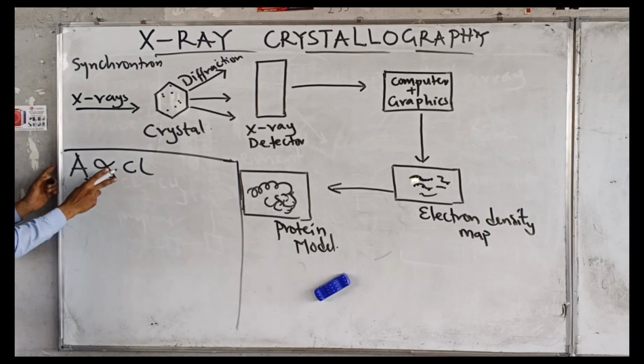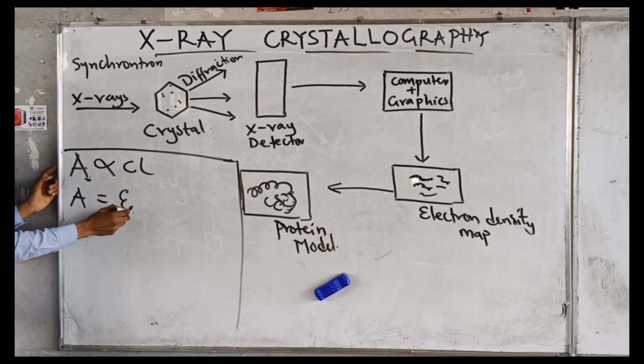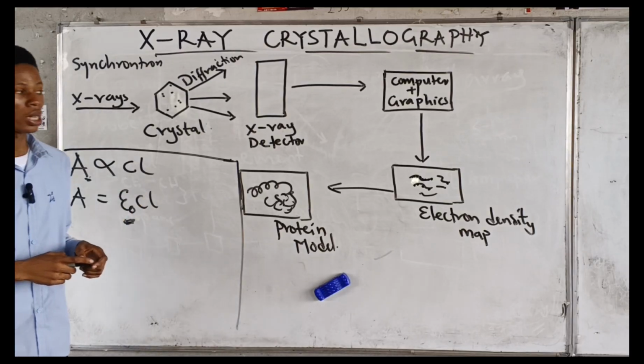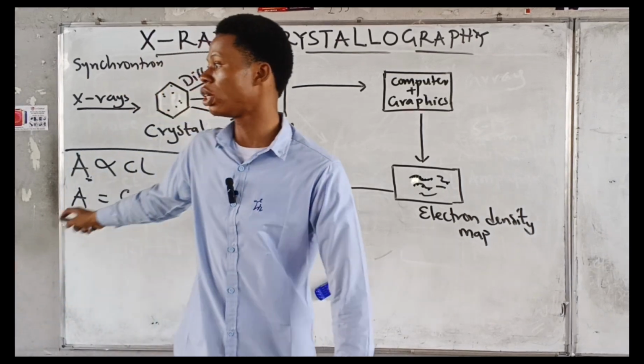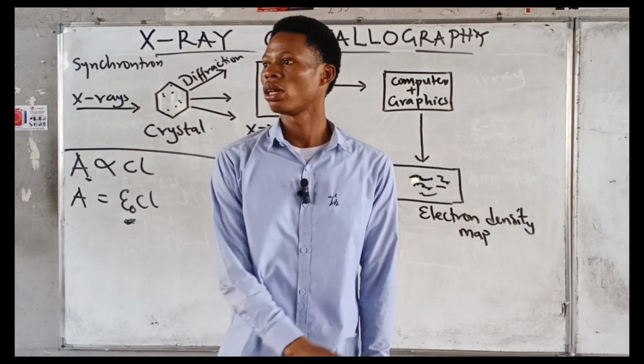So if you want to remove this constant here, the proportionality sign will reduce to a constant, right? Yes. A = εcl. So we use epsilon here to represent that. So basically, it obeys the Beer-Lambert law.